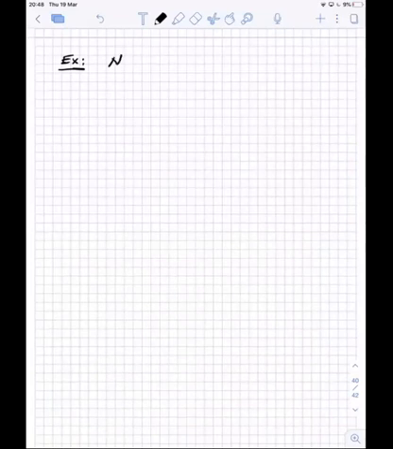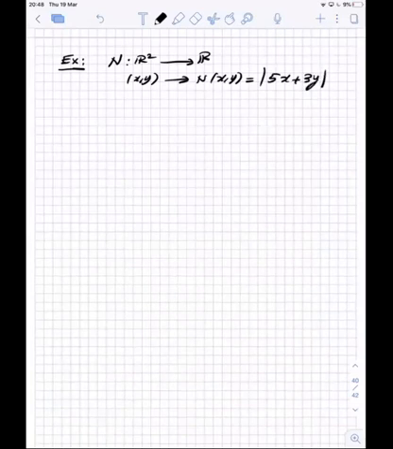Let's now do a new exercise. In this exercise we want to see whether this set of applications are norms or not. We'll start with this application from R squared to R that to xy associates n of xy equals 5x plus 3y. So I need to check if this is a norm on R squared.